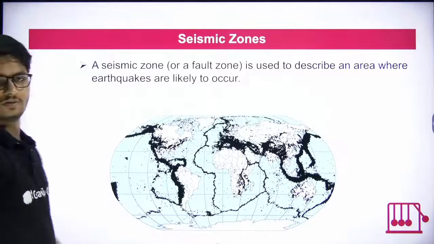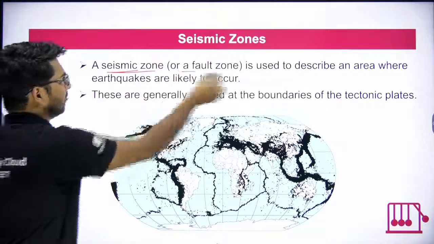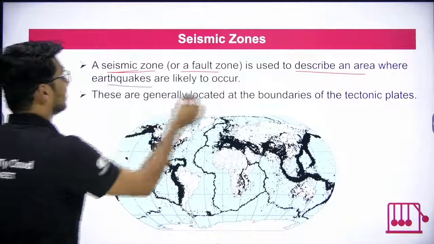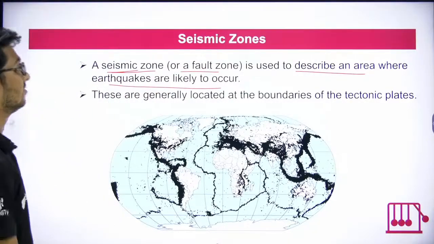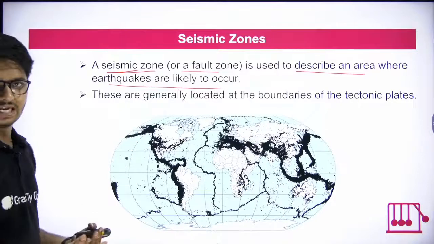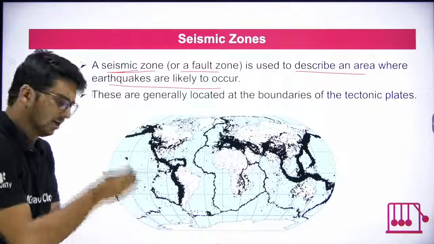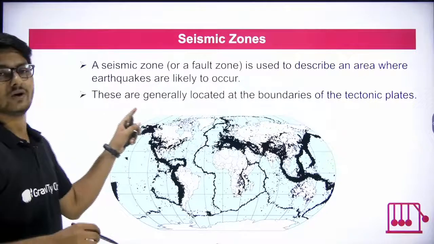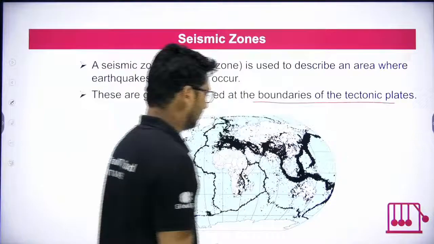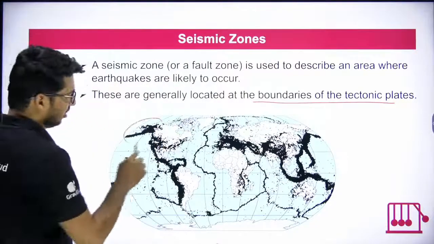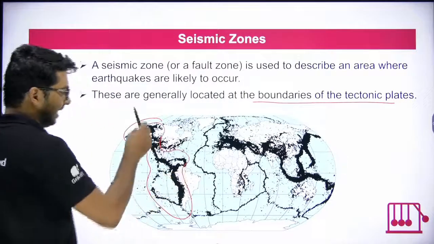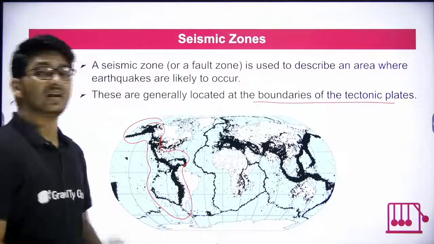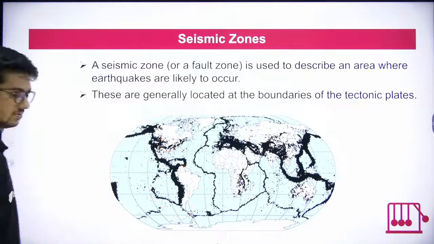Now what is a seismic zone? A seismic zone, or a fault zone, another name, is used to describe an area where earthquakes are likely to occur, where earthquakes are likely to occur most of the time. And where is that? That is mostly the boundary of tectonic plates. They are generally located at the boundaries of the tectonic plates. You can see that. All of them are in a particular region. And what is that region? The border or the boundary between tectonic plates.